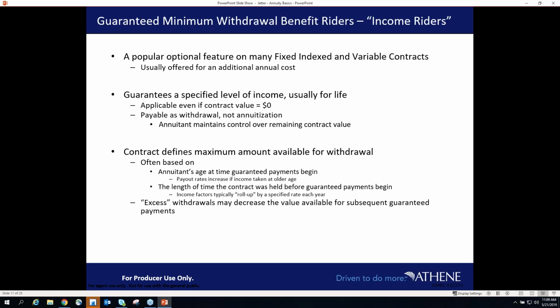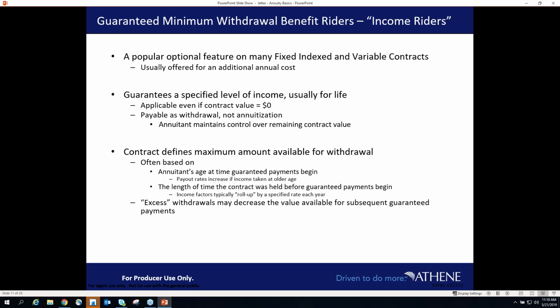So now let's talk about the guaranteed minimum withdrawal benefit riders. These are your living benefits, your lifetime income riders, a popular feature on many fixed indexed or variable contracts. They're usually offered for an additional annual cost, a rider fee. They guarantee a specified level of income, usually for life, applicable even if the contract value reaches zero. That is one of the true benefits of the income riders. Payable as withdrawals, not annuitization, so the annuitant maintains control over the remaining contract value.